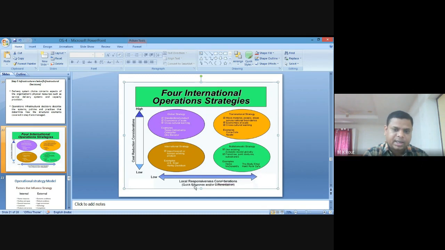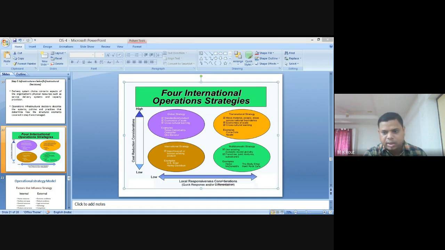So these directly increase, and you have to think about cost reduction considerations or local responsiveness considerations. Most companies use this type of model, whether it is global strategy, international strategy, transnational strategy, or multi-domestic strategy. So that's all from my side. If you have any doubt, you can ask me. Anyone?